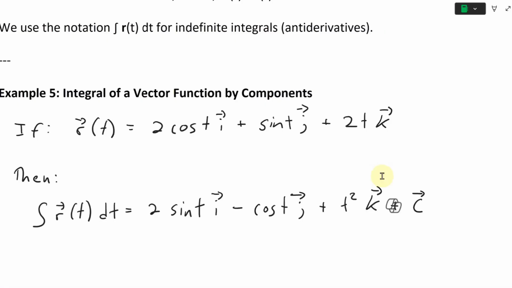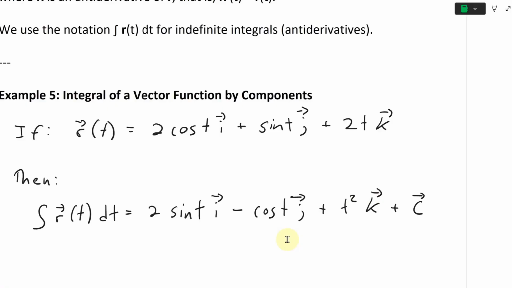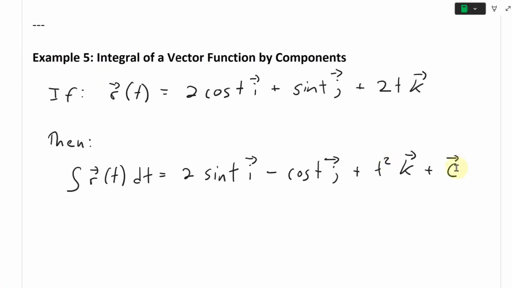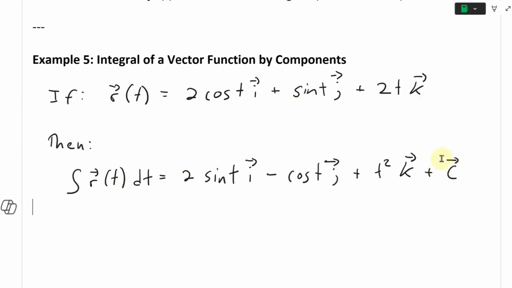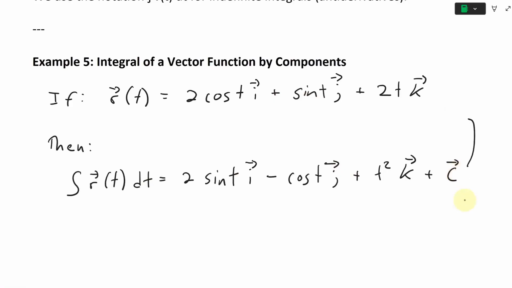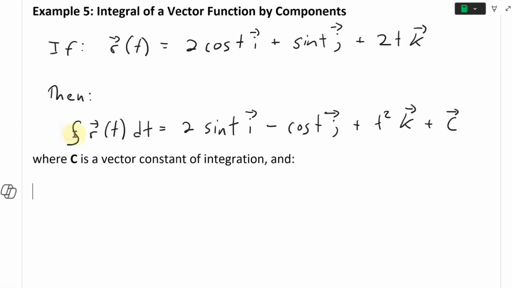In this case, it's a vector, so a constant vector of integration, because the derivative of a constant is going to be 0. So basically, because this whole thing's an antiderivative, when we take a derivative, we get a 0. So in other words, this is 0 there. So whatever the value of this constant is, it will always be 0. So we need to account for that, this could be anything there. And so I wrote that down.